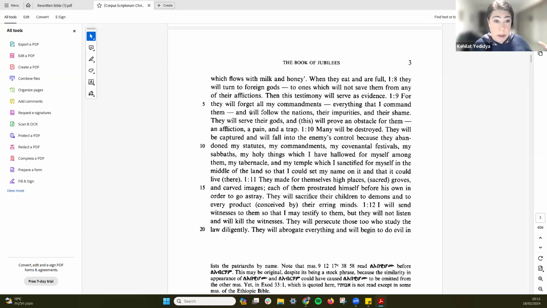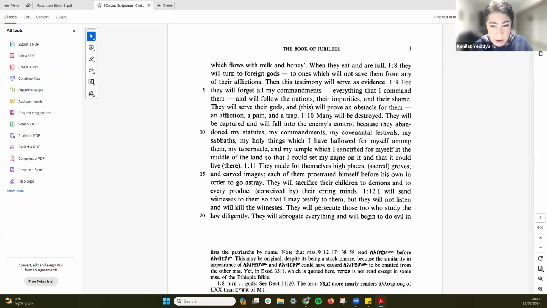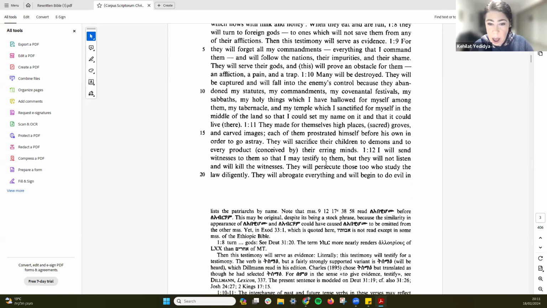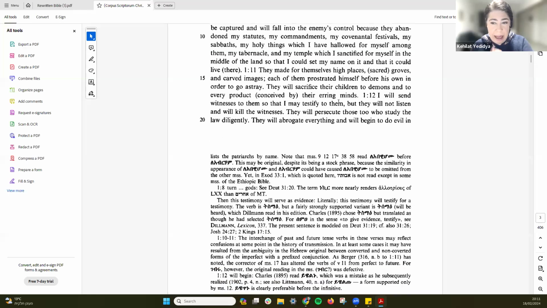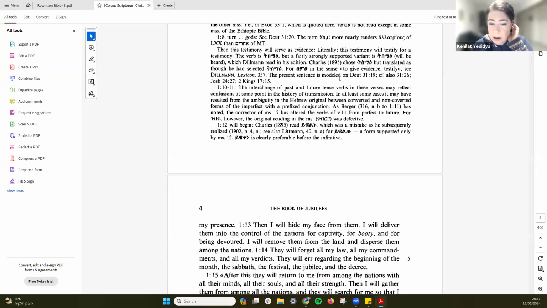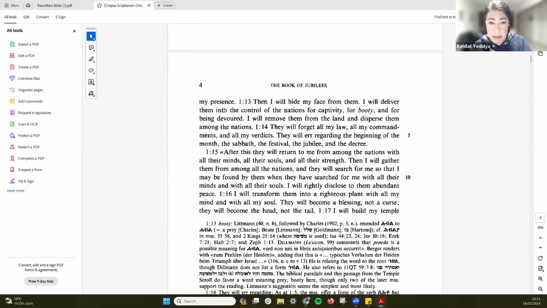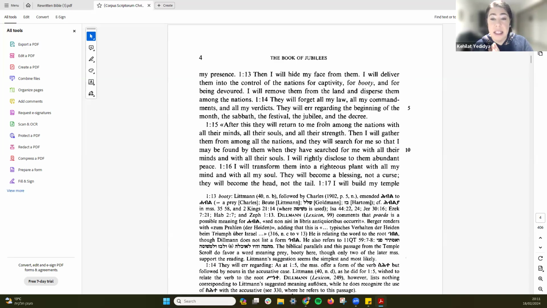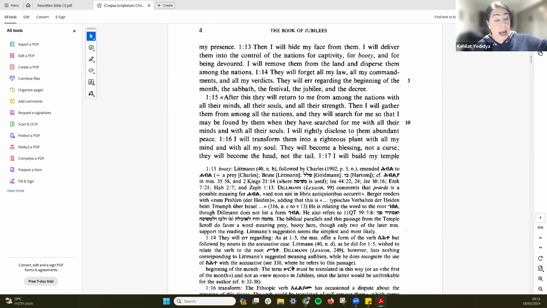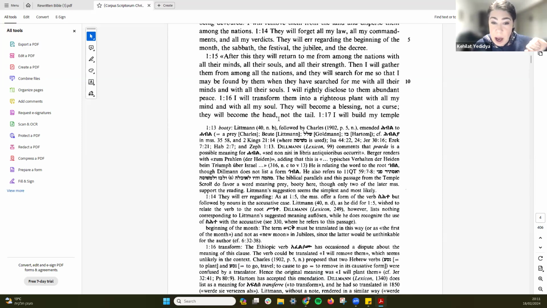It's not really an unusual prediction, because the song Ha'azinu is also that sort of prediction, saying everyone's going to stray. That's Deuteronomy, that's Devarim. So it's saying that they're going to sacrifice to idols, etc., etc. Then I will hide my face from them. I will deliver them into the control of the nations for captivity, for booty, for being devoured. They'll forget all my law. After this, they will return to me from among the nations with all their minds, all their souls, and all their strength. Okay, so you have the whole kind of the future of the Jewish people, the Israelite people, however you want to term it.